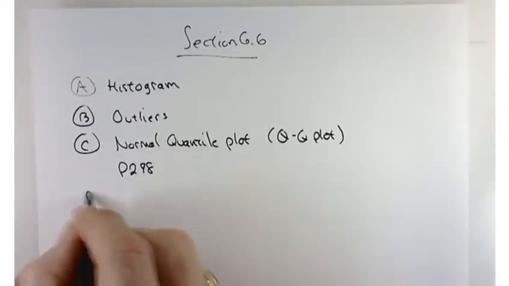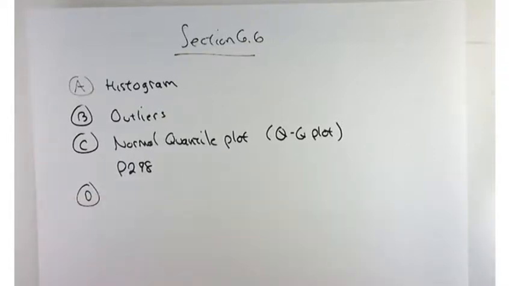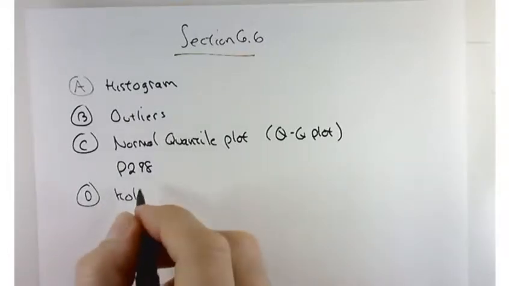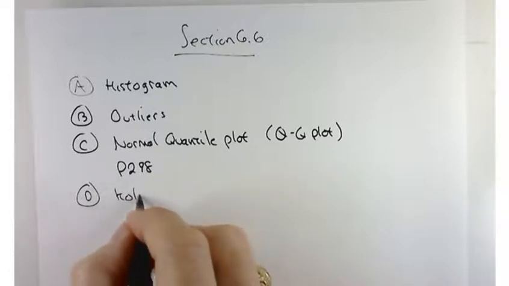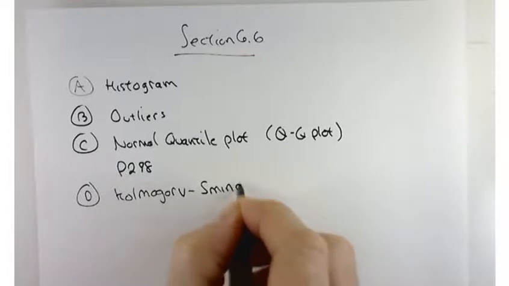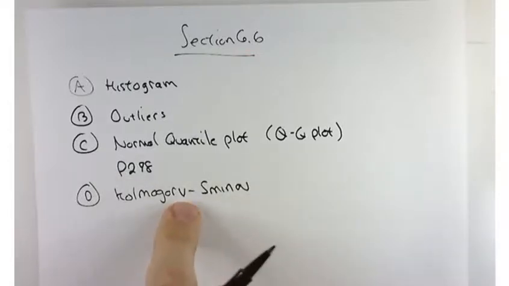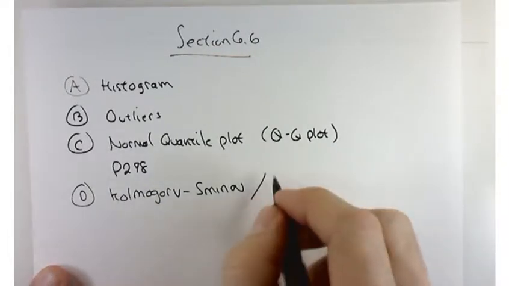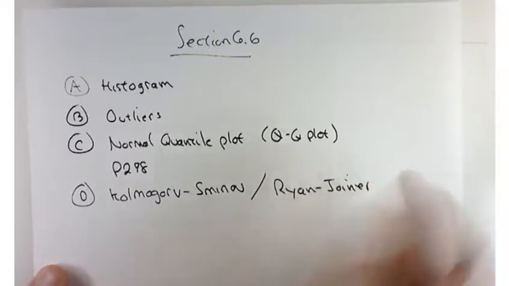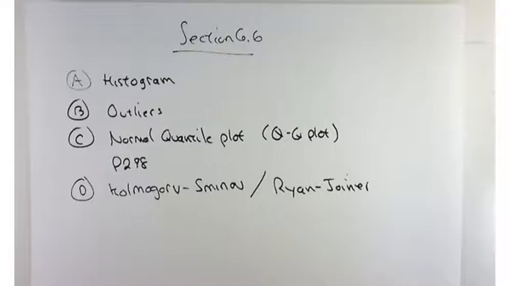And the last one, which, some version of this is available in StatDisk, is the Kolmogorov-Smirnov test. Or if that sounds too Russian for you and you're vaguely upset about the elections, then you can do something a little bit more ethnocentric with the Ryan-Joyner test. But both of these are different tests for whether or not something is a normal distribution.